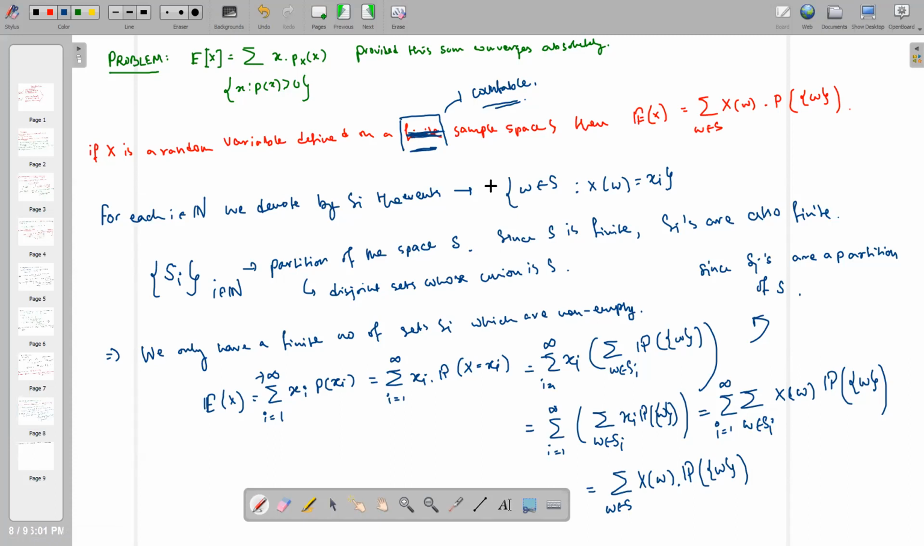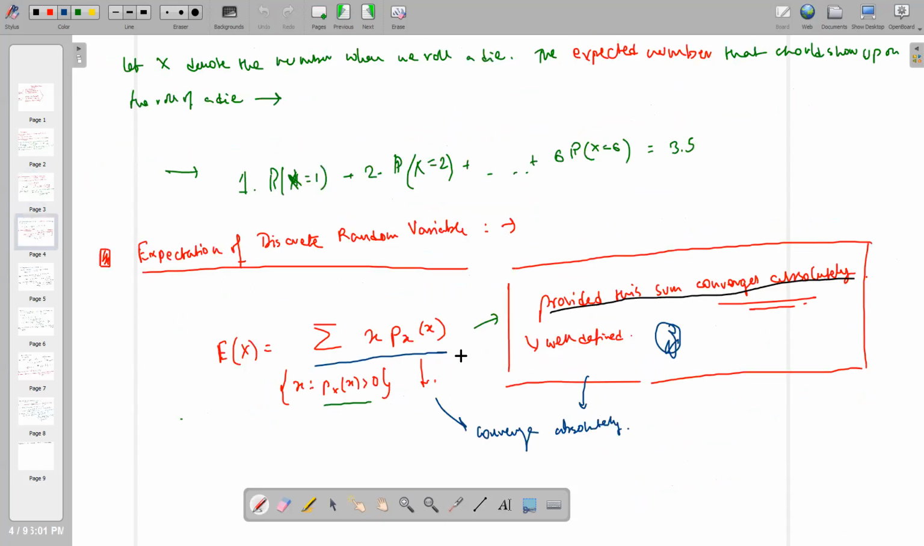Now, if this is true for countable, then this is obviously true for finite, right? So what I'm saying is I use the weaker statement to prove this, but generally this is true for countable whenever this expectation is well defined. So what do I mean by well defined? I mean this.